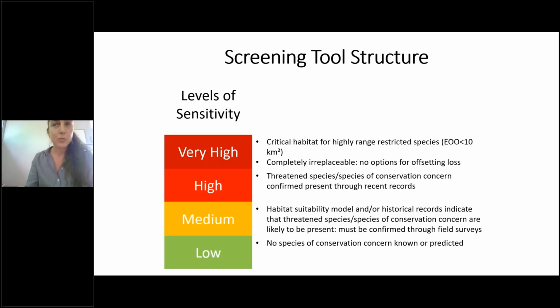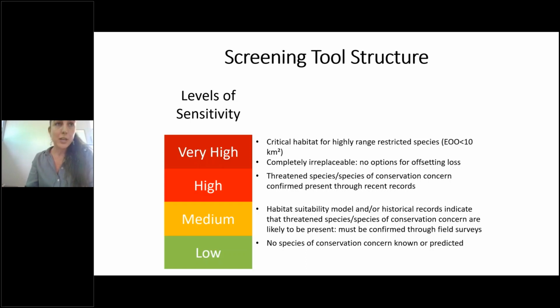So what that means is where we have high category, we are absolutely sure there's a species of conservation concern there because it's been recently recorded and we've identified the exact patch of habitat where that species is found. And both the very high and high data is a very, very fine scale. Then the next level down is medium, which is where we suspect a species of conservation concern occurs.